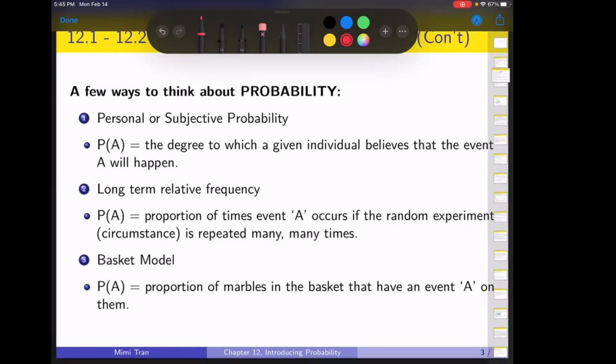For me, I wouldn't count it as statistics. At most, it's an educated guess. So I'm rarely going to touch that. Long-term relative frequency is what I'm interested in.